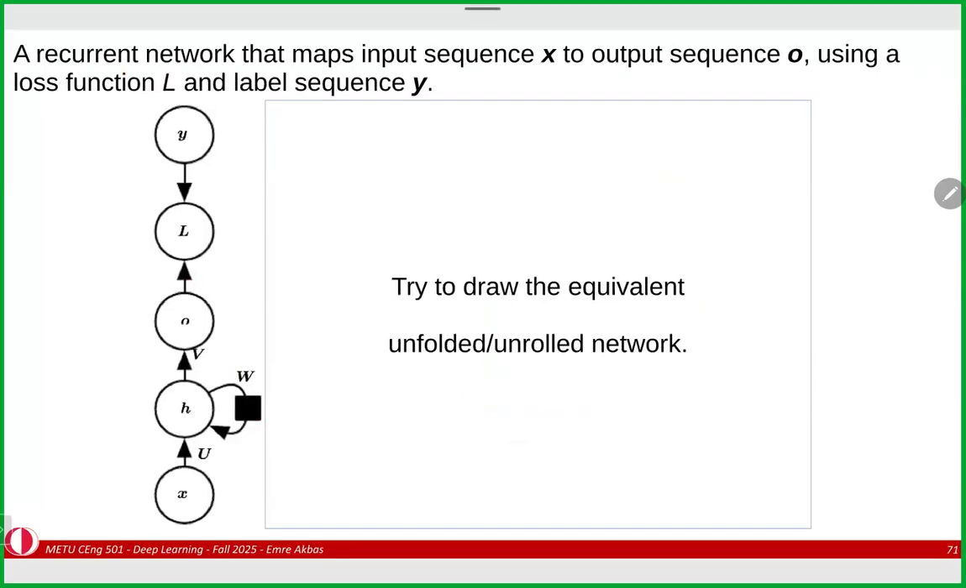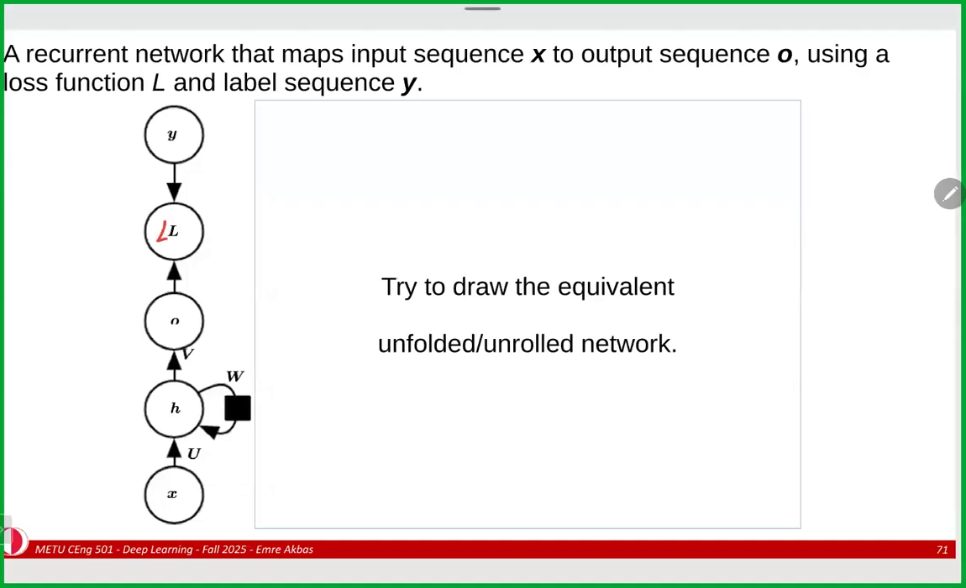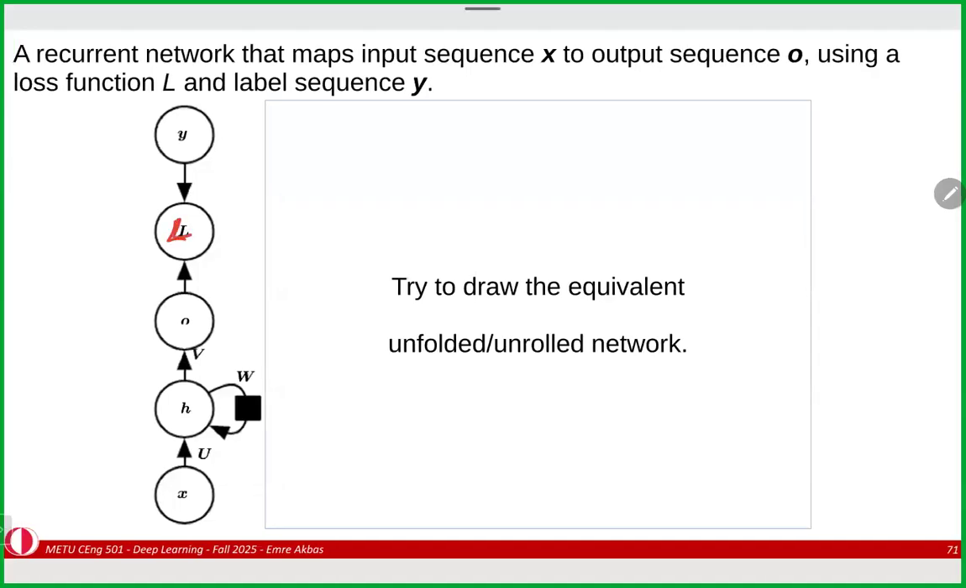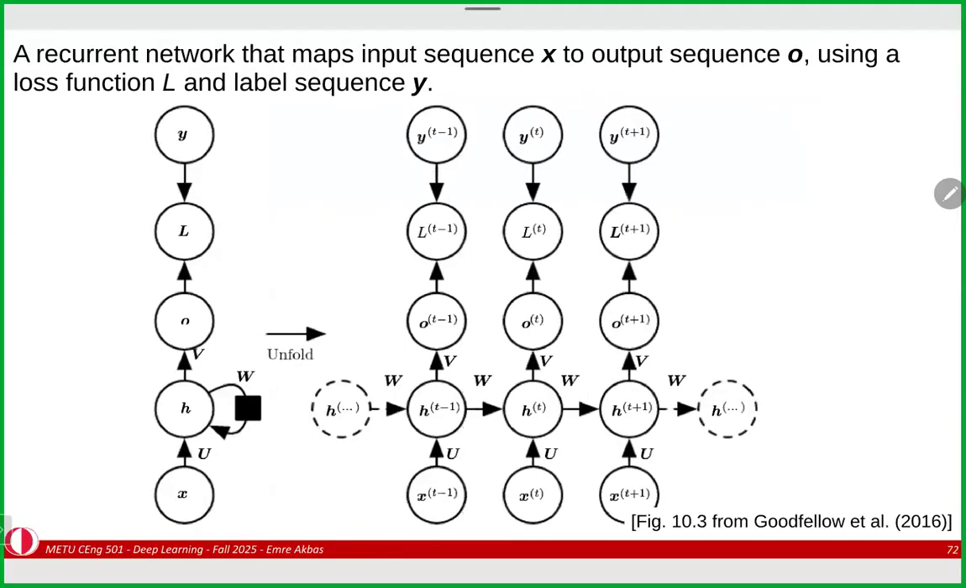So a recurrent network that maps input X to output sequence O using a loss function L is here, and the label sequence Y. You can try to draw the equivalent unfolded network as an exercise. I will just show it to you here. It's a very easy thing to do. But this is the most general form that an RNN can take.